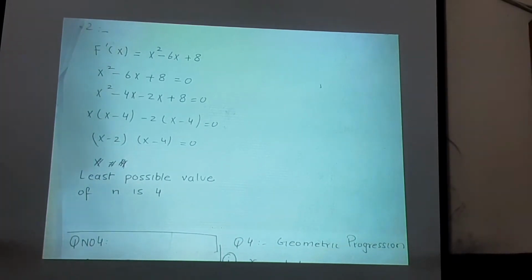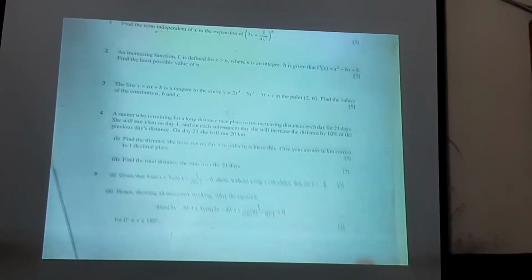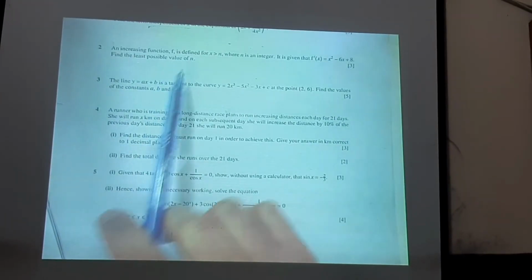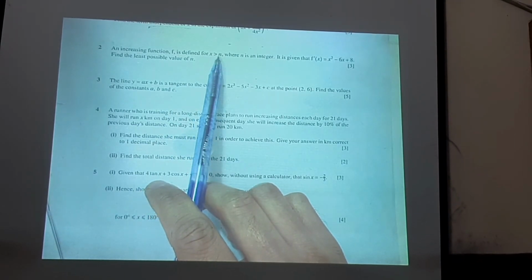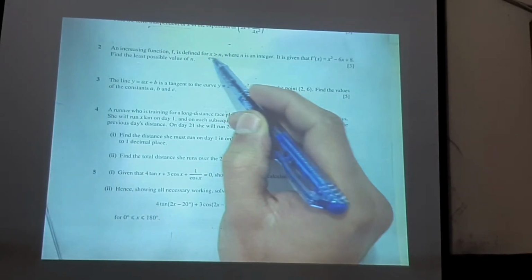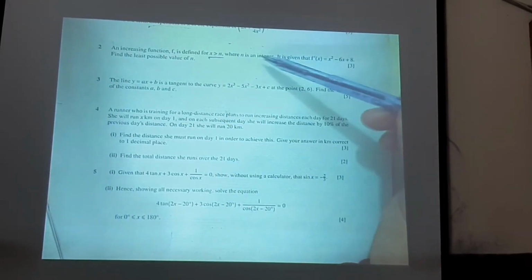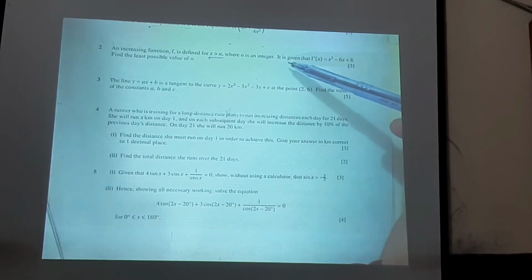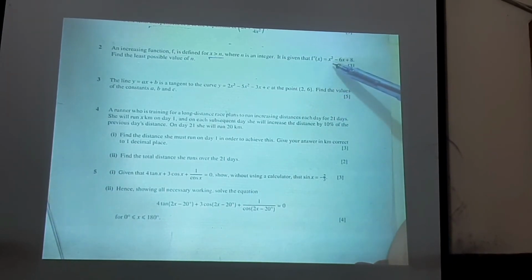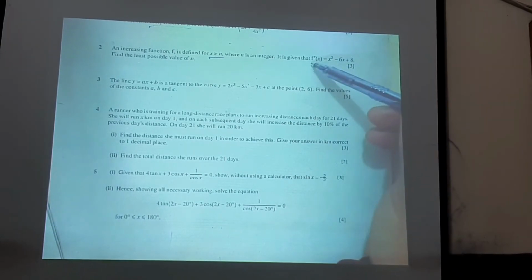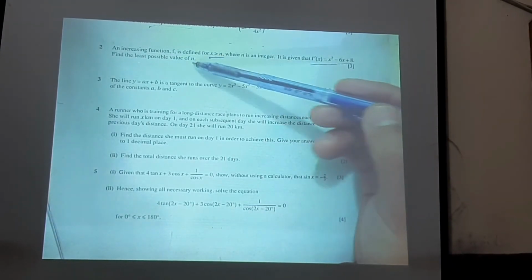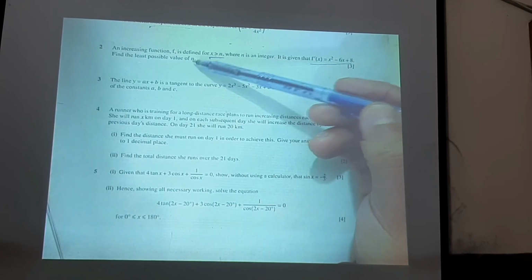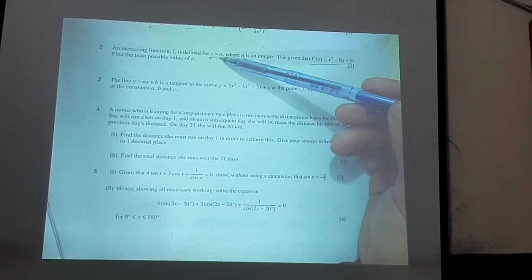So question number 2: we have an increasing function, and it is defined for x greater than n. Now you need to underline this one: x is greater than n, where n is an integer. It is given that f prime x is x square minus 6x plus 8. Now we have been given the derivative of the function, and the function is increasing. We need to find the least possible value of n, and keep in mind that x is greater than n.